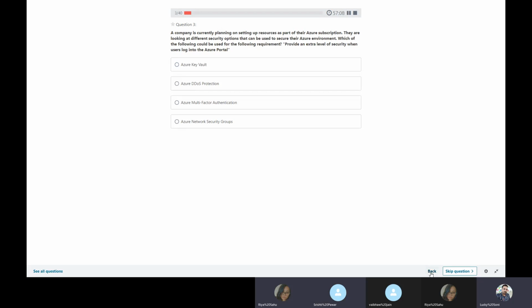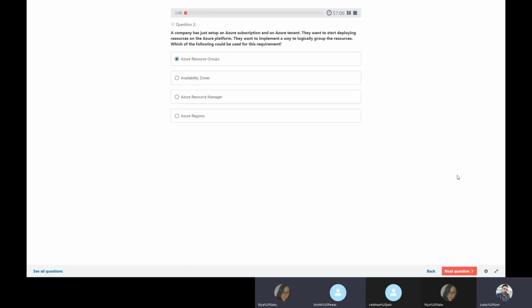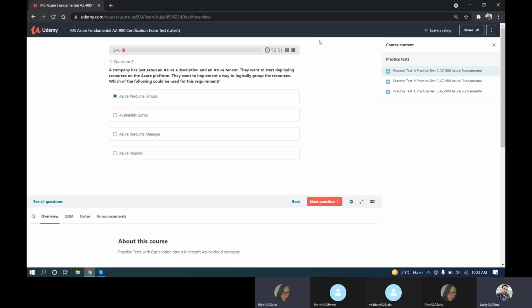What is the major difference between resource group and resource manager? Resource manager is like you would like to handle the resources. That is resource manager. But whenever you would like to group them, that is grouping, resource group. If you see resource group, I don't think you have gone through this one. Let me show you.